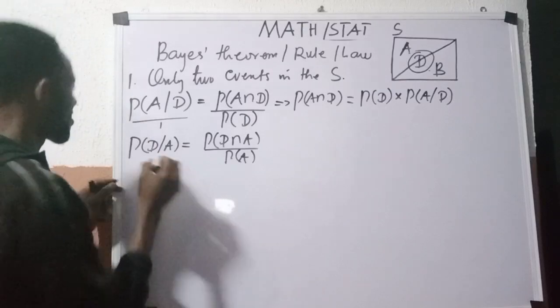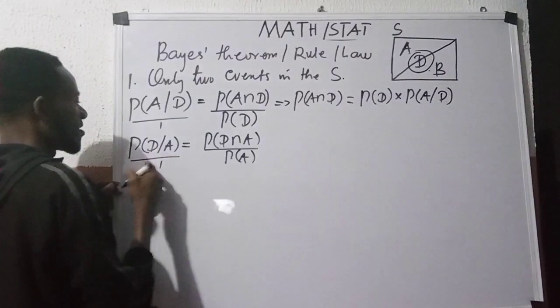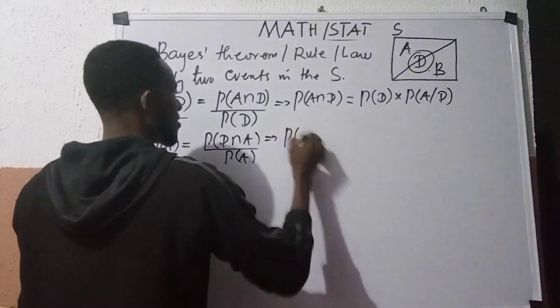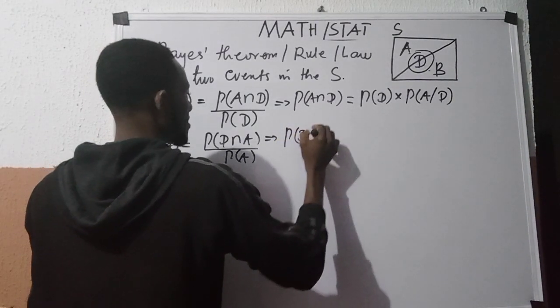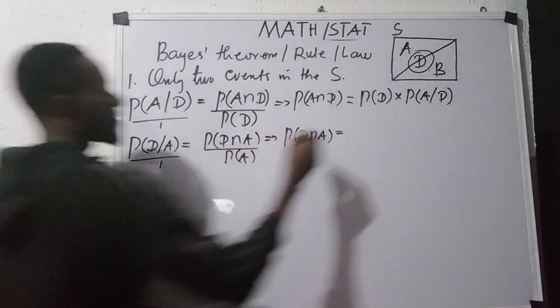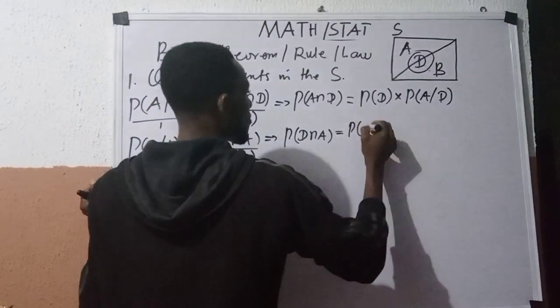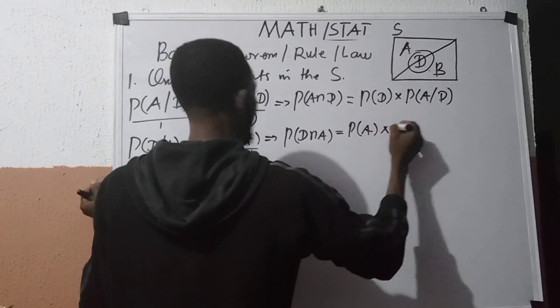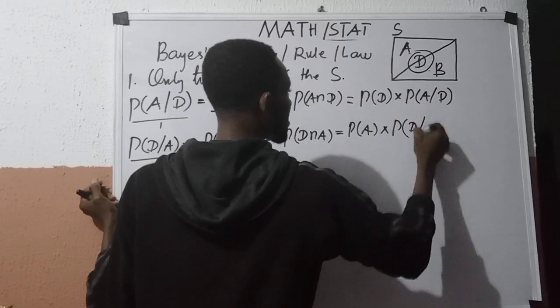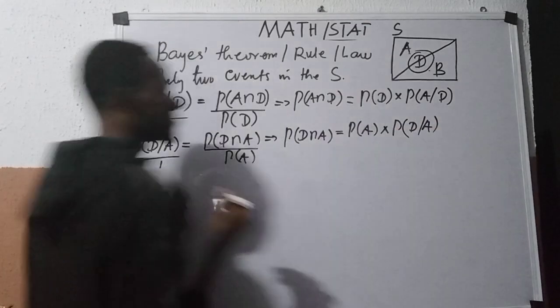Then we do cross multiplication as usual. All over 1, this implies P of D intersection A is given as, when this is multiplied by this, P of A multiplied by P of D given A.